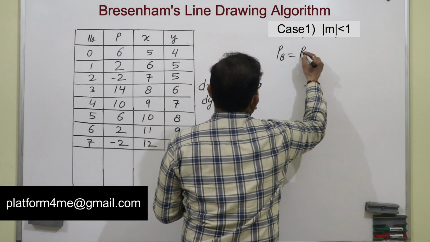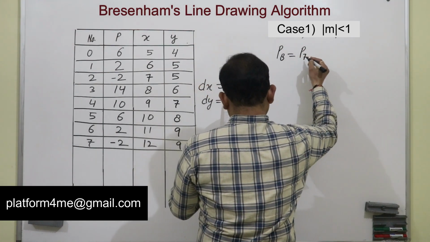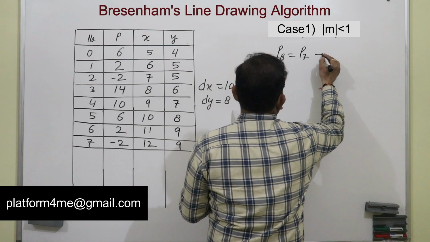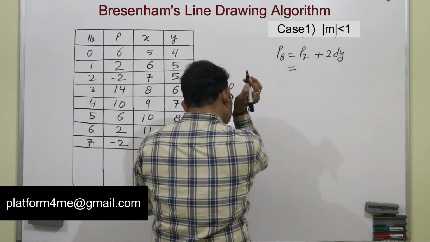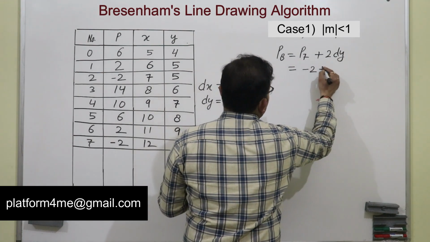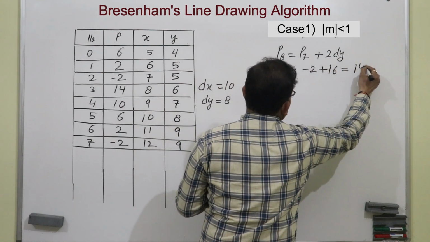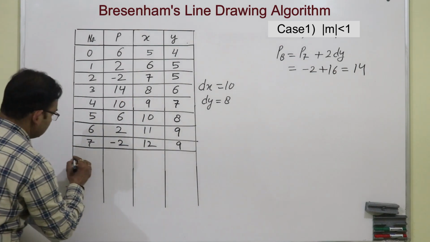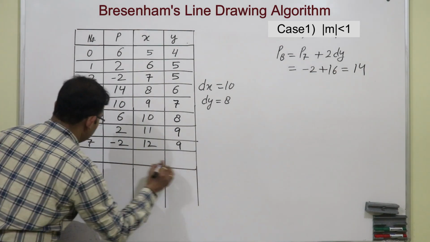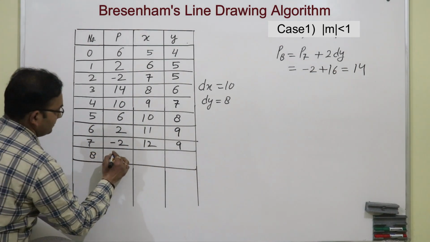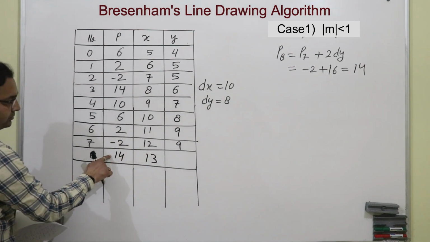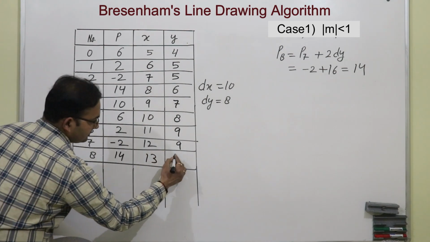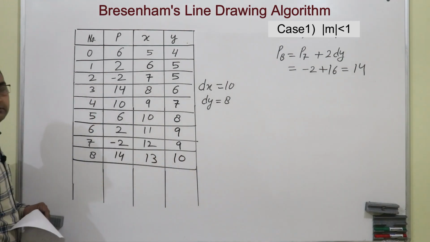P8 equal to P7 plus 2 dy minus 2 plus 16 equal to 14. P8 is 14, it is positive, so y will increase to 10.